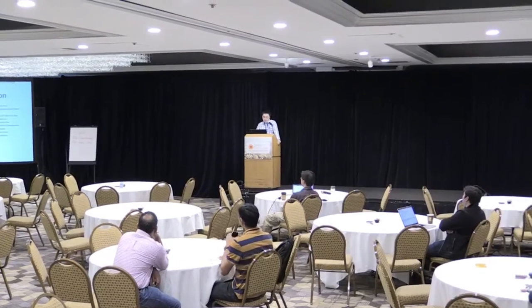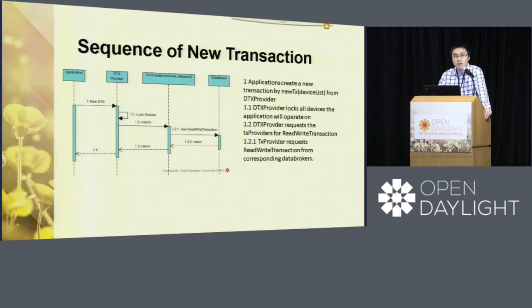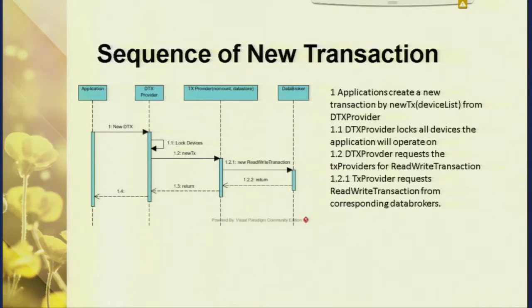So here is the sequence to create a new transaction. How should an application use this library? It's quite similar to the APIs to use a data broker. First, the application should create a new transaction, and then use the put, merge, delete APIs to operate on a specific device. And then after the operations, the application should call the submit function to submit all the operations that have been performed.